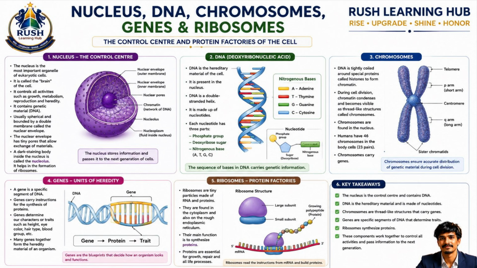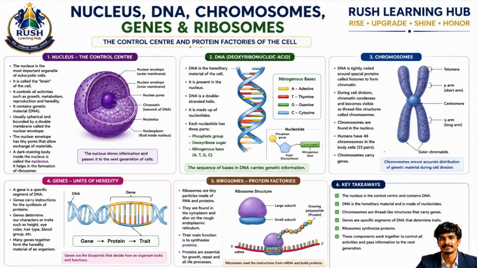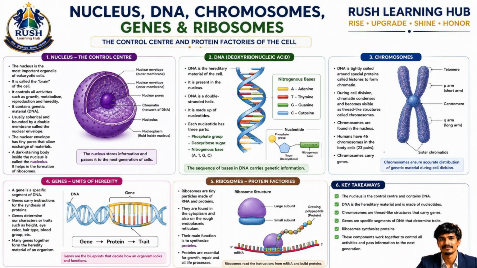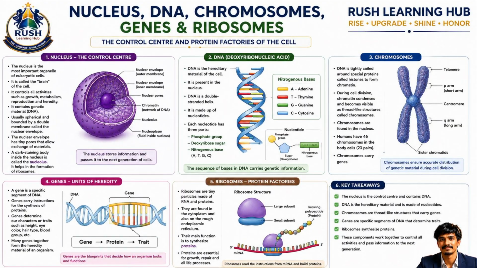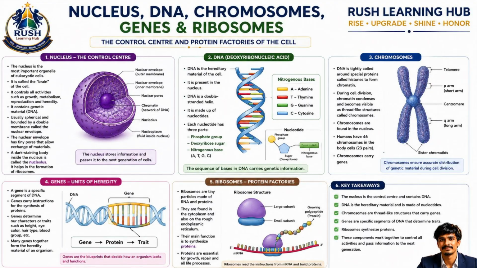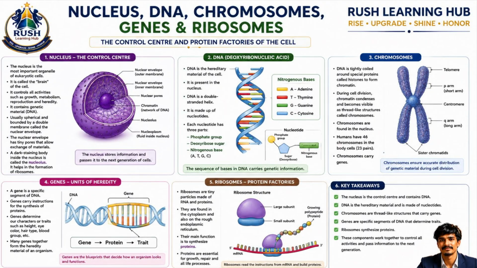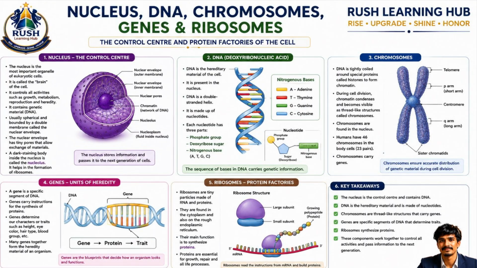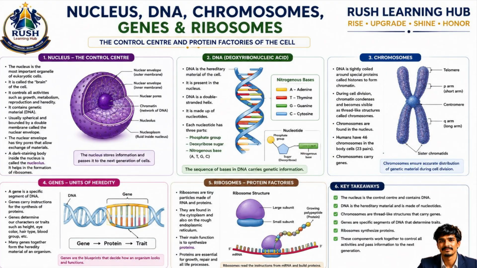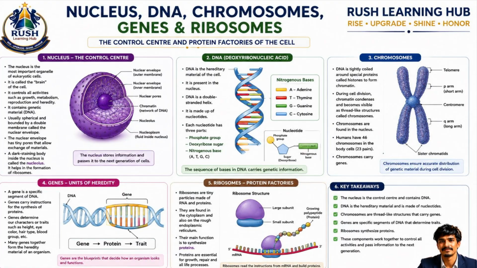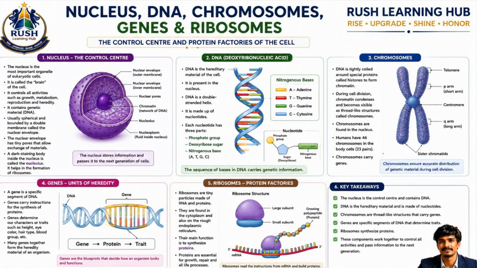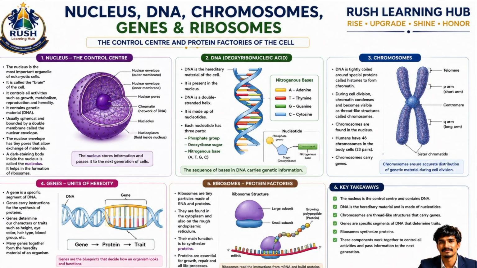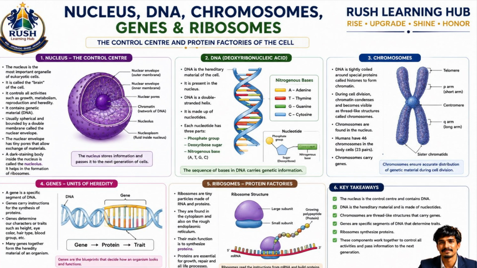There are four types of nitrogenous bases present in DNA. These are adenine, represented by the letter A, thymine, represented by T, guanine, represented by G, and cytosine, represented by C. These bases pair in a specific manner. Adenine always pairs with thymine, and guanine always pairs with cytosine. The sequence of these bases stores genetic information, much like letters form words and sentences in a book.